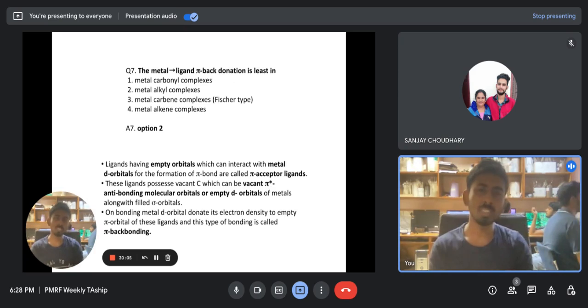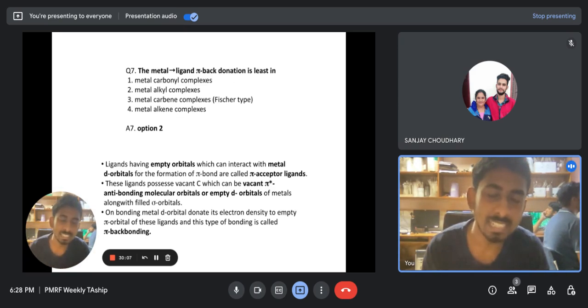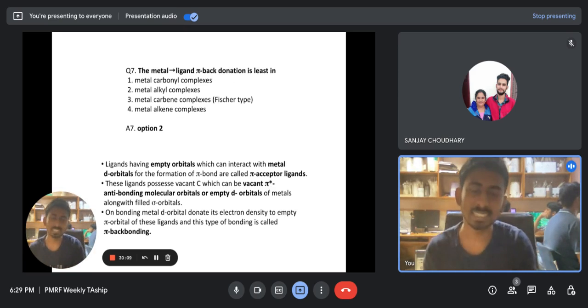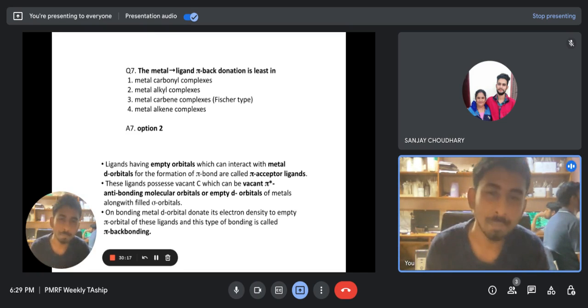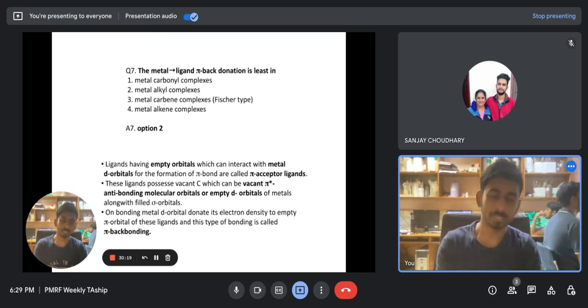First one is the carbonyl, that is the CO. Second is the alkyl, that is any R group. It can be CH3 or CF3 or a phenyl group or a neopentyl group, or such. The third option is the carbene complexes of Fischer type, and the last option is the alkene complexes.